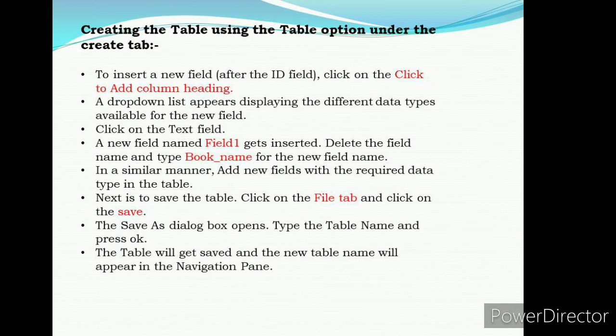First of all, I am going to discuss the first option, that is creating the table using the table option under the create tab. These are the steps that we have to follow. To insert a new field after the ID field, which is the default field already given, click on add column heading. A drop down list appears, displaying the different data types available for the new field. You need to choose the appropriate one which is suitable for that field.